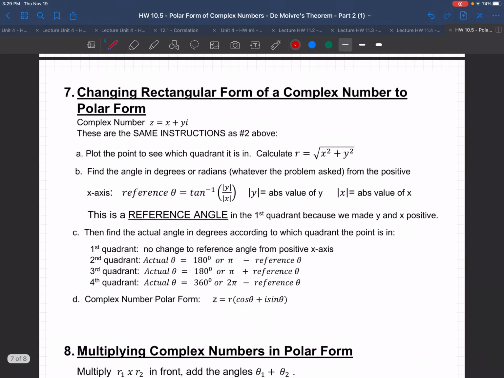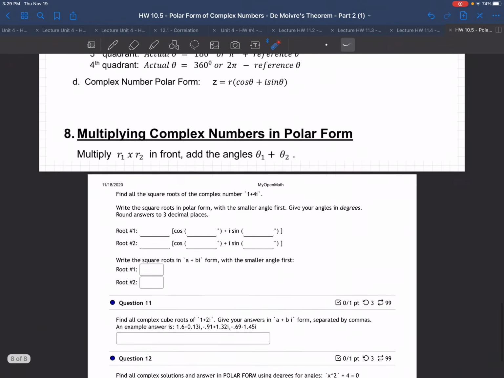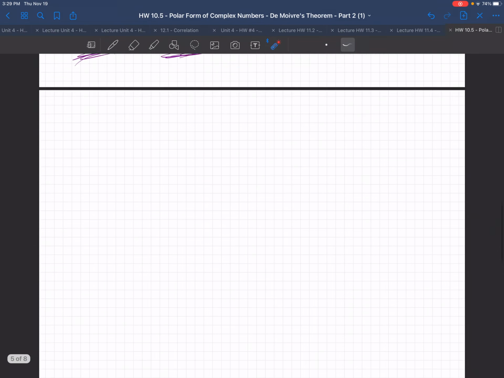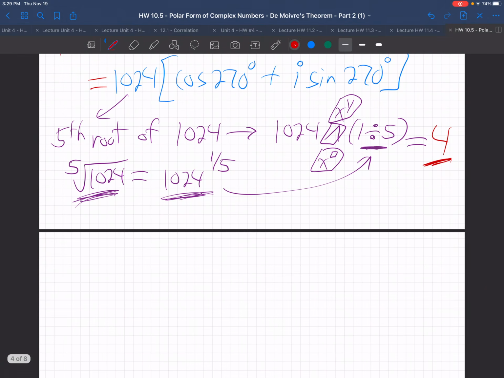So, okay, great. So we did that step on our calculator. Where are we at? I'm getting lost in my steps. There we go. So find the nth root of r. We did it. Next, find the starting angle, which is theta divided by n, and the difference angle, which is 360 divided by n. Okay, let's do that. Come on down.